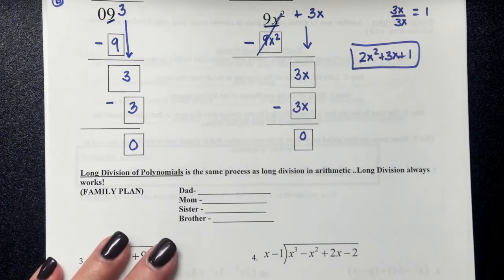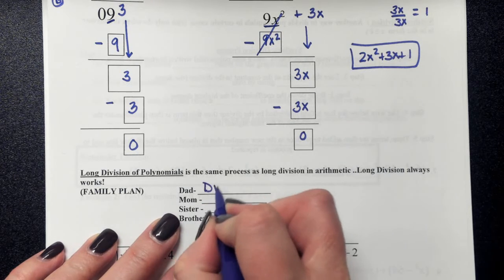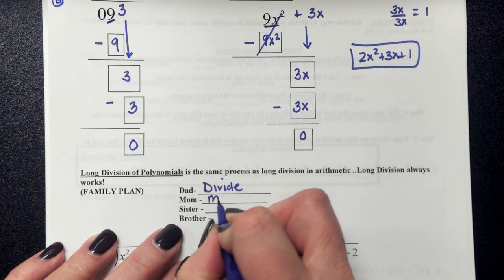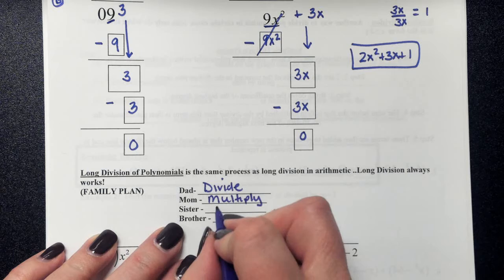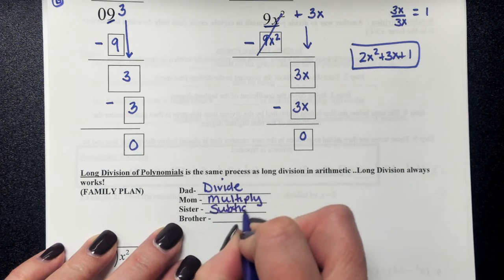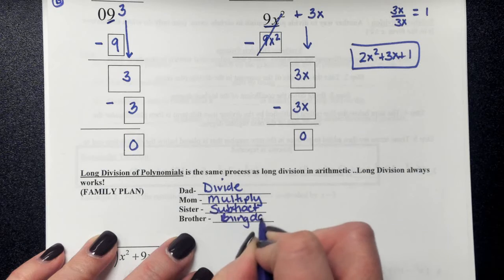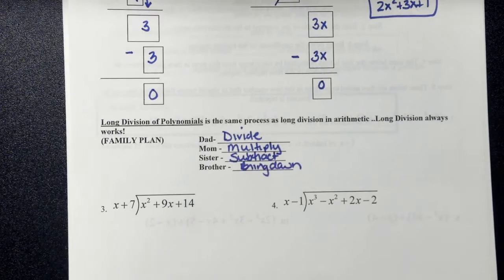Remember, the first step in long division, you can call this a family plan. You divide. After you divide, you're going to multiply. After you multiply, you're going to subtract. And then you're going to bring down remaining terms. So those are the steps we follow when we're doing long division.